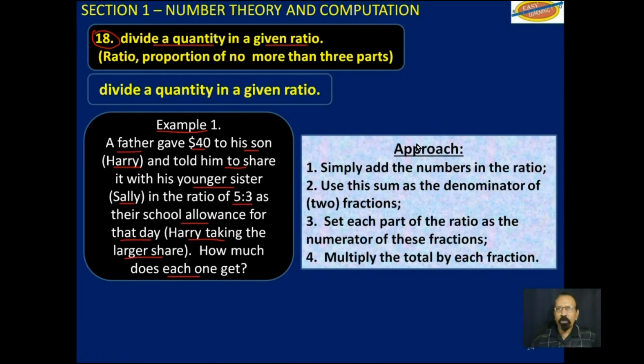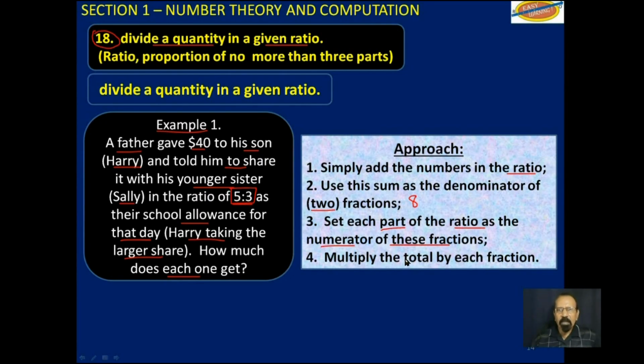So we know the approach we will be using. You simply add the numbers in the ratio. If we add 5 and 3, we will get 8. We will use this sum as the denominator of the two fractions we are required. So 8 will be the denominators of both. We will set each part of the ratio as the numerator of each of the fractions. So one of the fractions will be 5 over 8, and the next one will be 3 over 8.